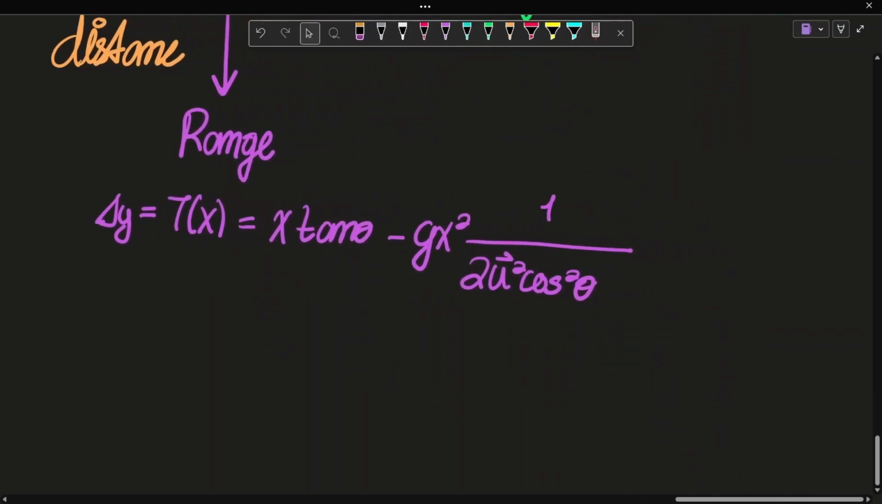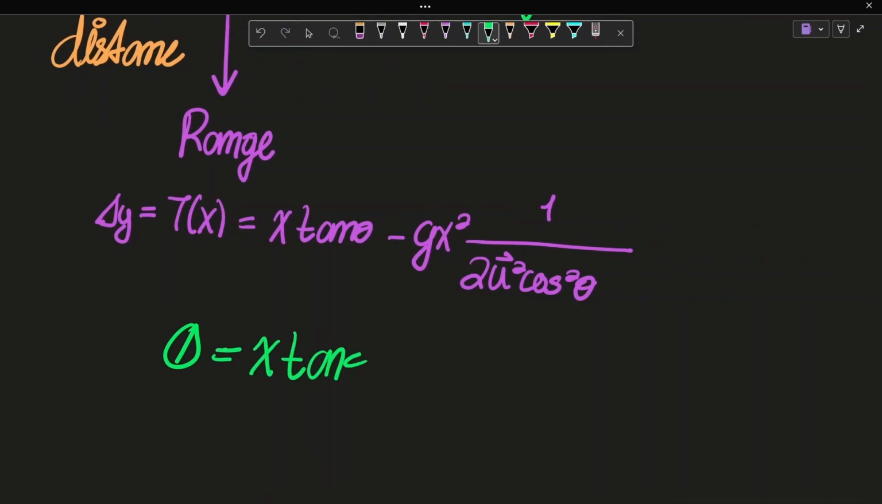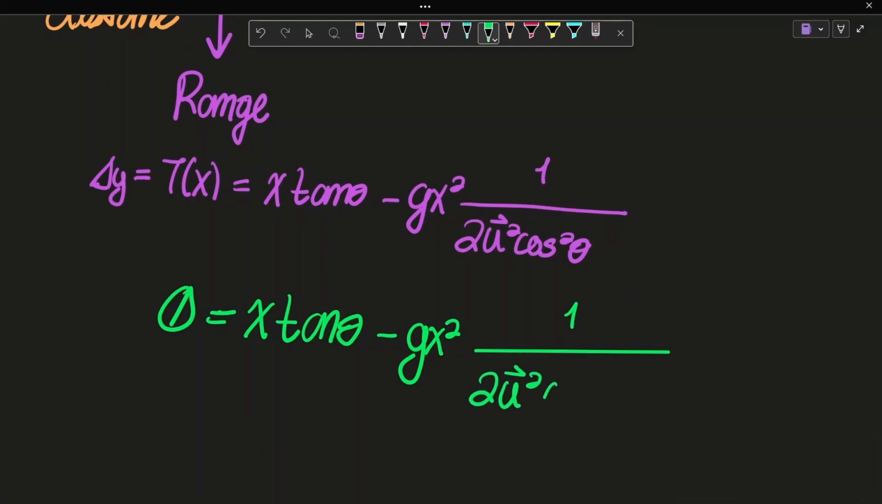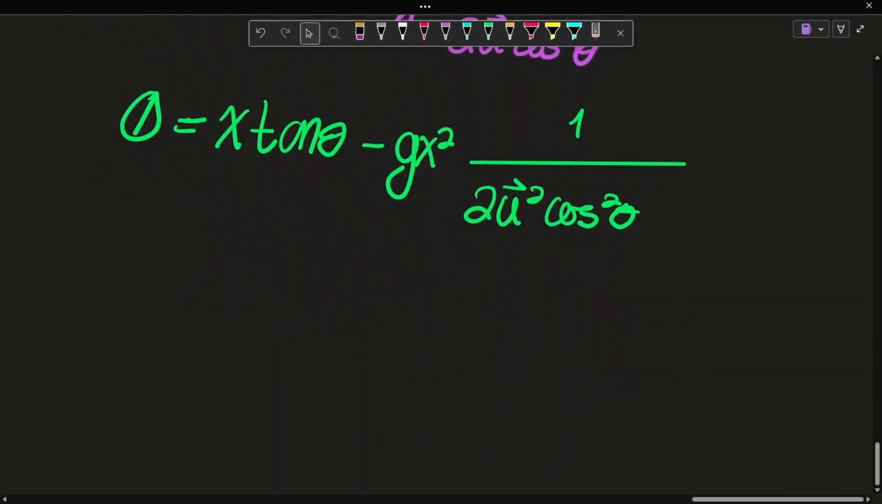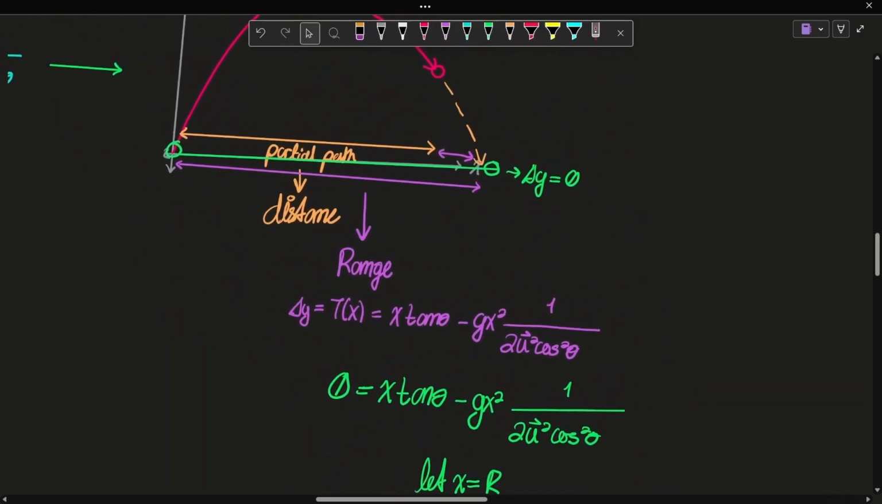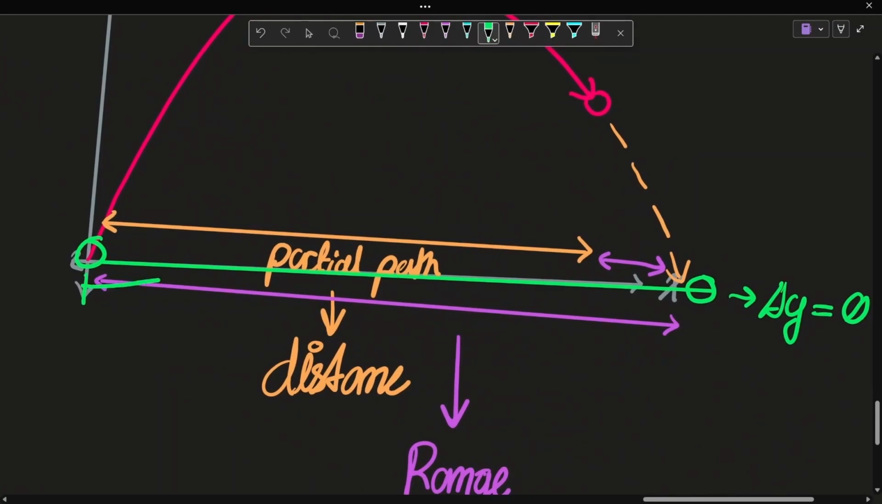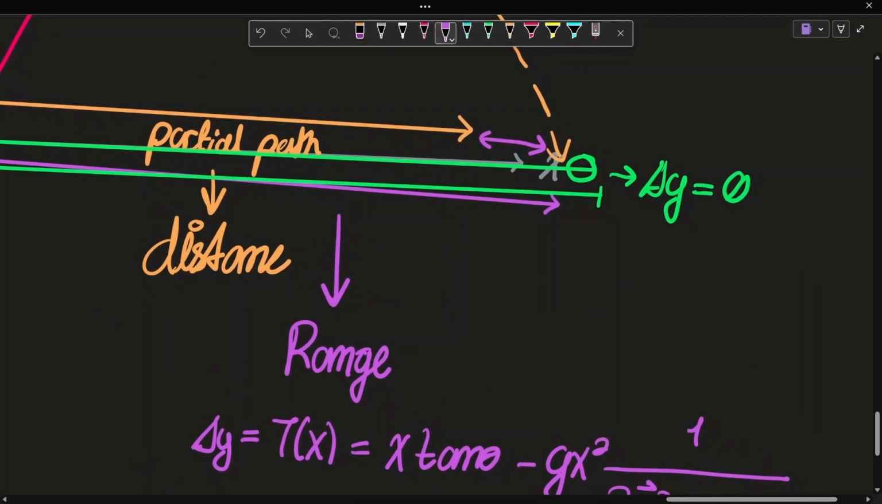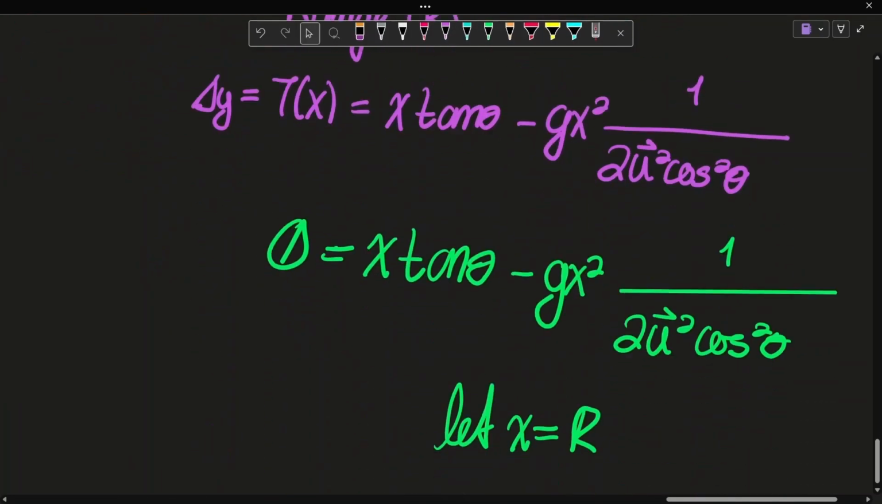So what we can say here is that 0 is equal to x tan theta minus g x squared over 1 over 2u squared cos squared theta. Now what we can do is say let x equal r. And why is that important? Well, if x is the distance along the x-axis and we want to account for the full range or the full distance, we can denote that as r.